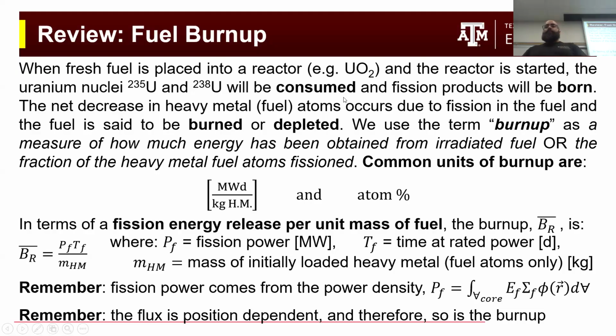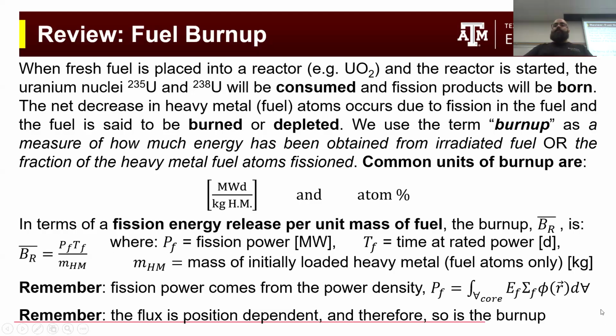And so burnup is a measure of how much energy we get out of the fuel that's in our reactor. You can talk about it in terms of megawatt days per mass of heavy metal in the reactor. You can also talk about it in terms of the percentages of atoms that have been fissioned. If we think about it from that first definition, then this is the formula that you can use to compute burnup. It's your power in megawatts times the time that the reactor was operating, time at rated power in days, and then divided by how much mass of initially loaded heavy metal that you had.